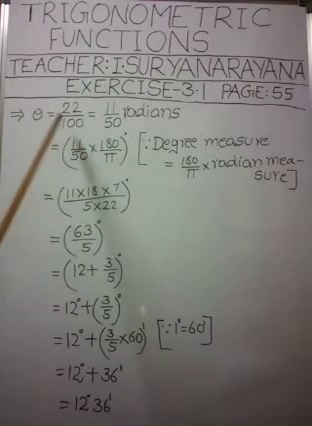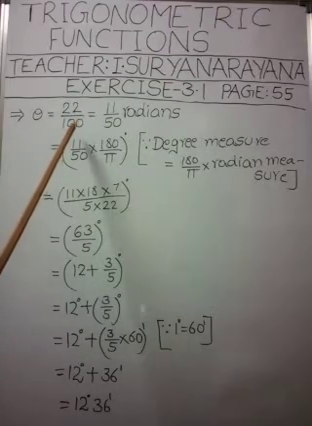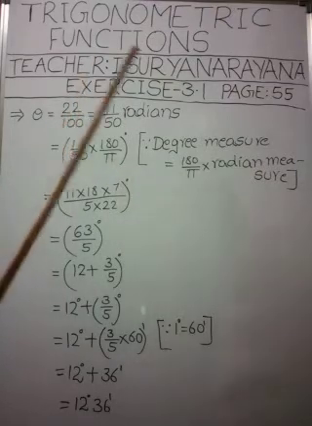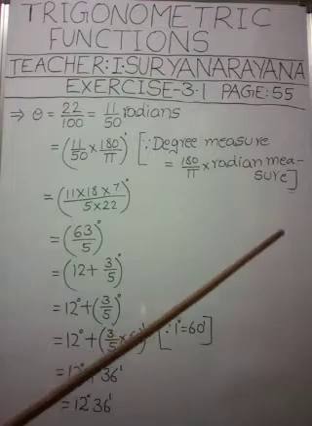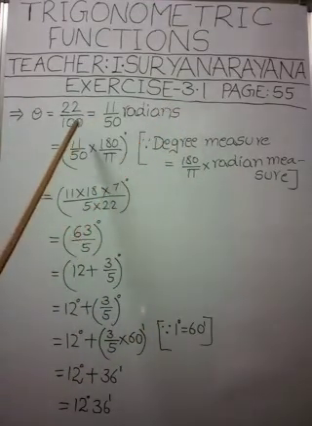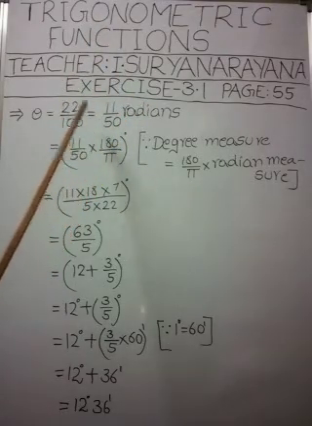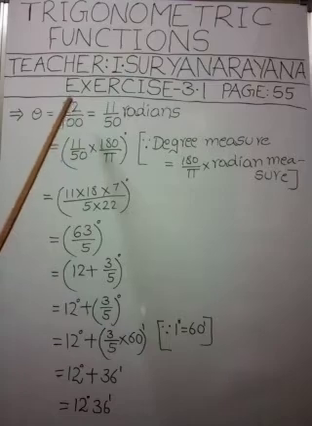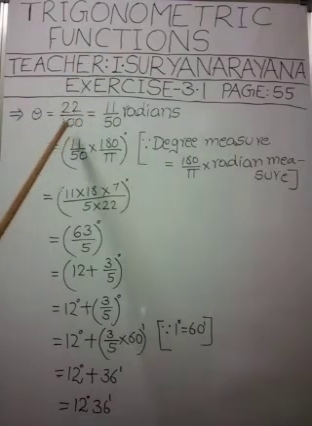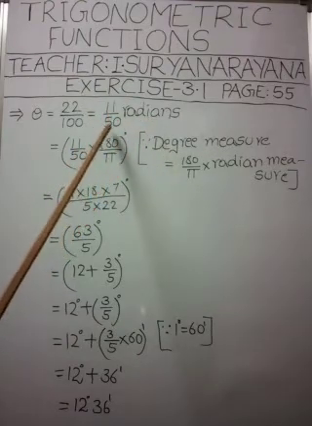Okay, my children, here theta is always denoted in radian measure, because the arc and radius of a circle were taken. So the angle is in radians only, not in degree measure. Remember this point, my children. Now by simplifying this fraction, what will you get here? 11 by 50 radians.